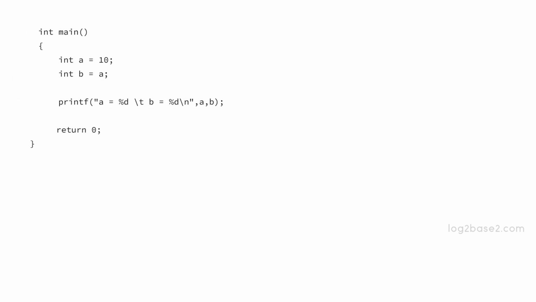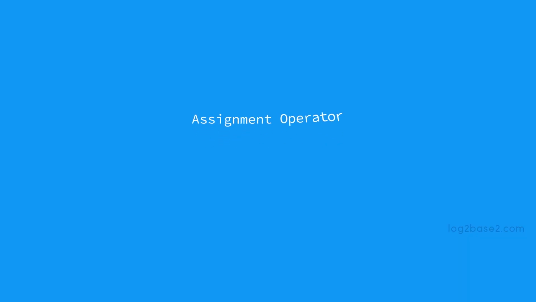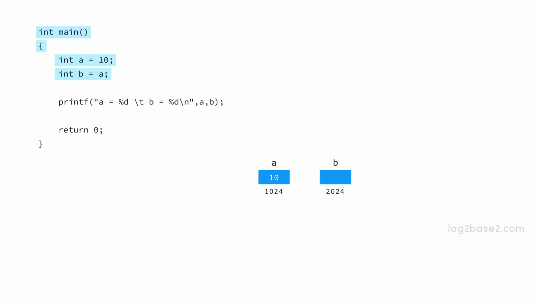So see a program here. In the main function, we are declaring an integer variable A and initializing it to 10. And next we are declaring another integer variable B and we have B equal to A. So that is the assignment operator, and the equal to symbol is the assignment operator in C. And what happens here is that the value of A is assigned to variable B. So 10 will be stored in B also. Now we are printing the values of A and B and see the output, it will be 10, 10.